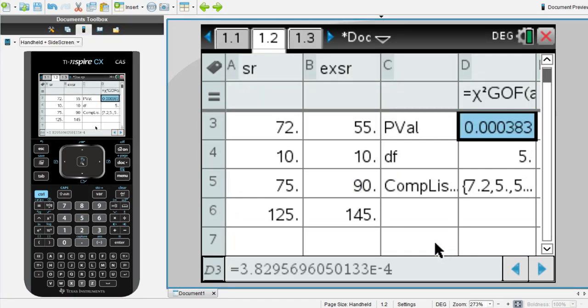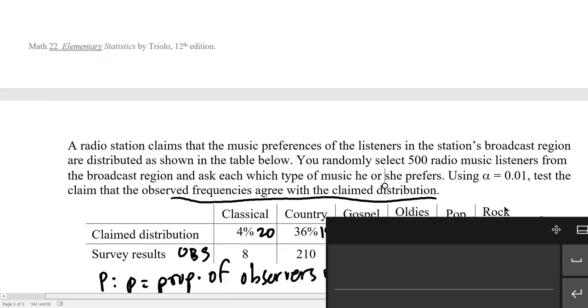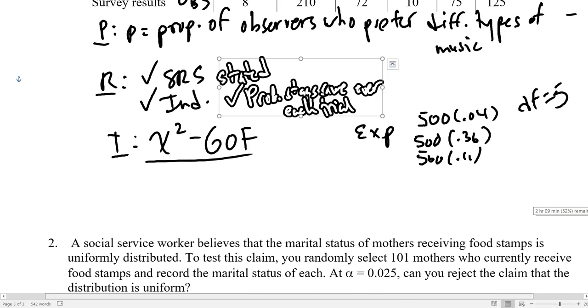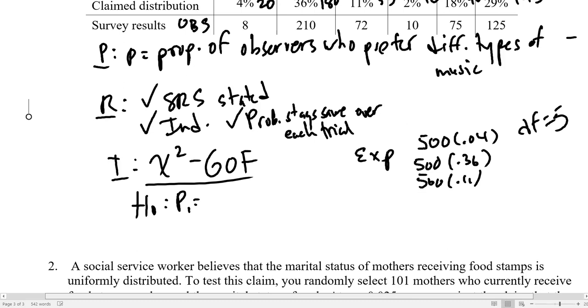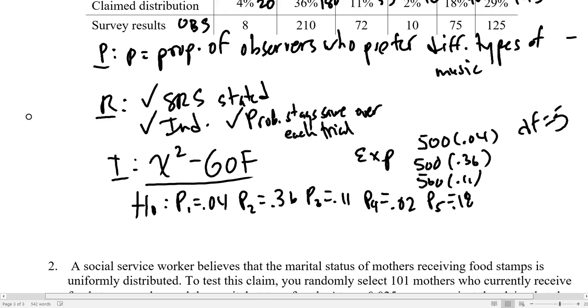Okay. I'm about ready to write a conclusion on this. Here's what we'll do. Mail it PRT. We didn't write the hypotheses yet. Our hypothesis should be that P1, which was classical, is 4%. P2, 36%. P3 is 11%. P4 is 2%. P5 is 18%, 0.18. P6 is 29%. So basically each of these equals the claim proportion. Alternatively, at least one differs.